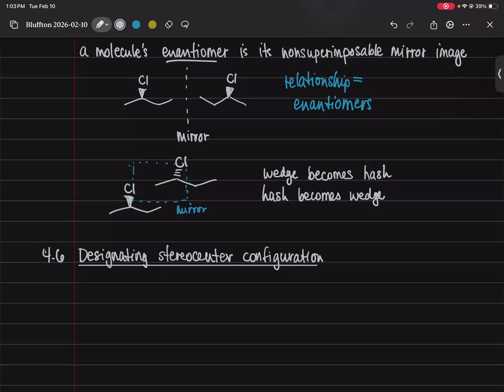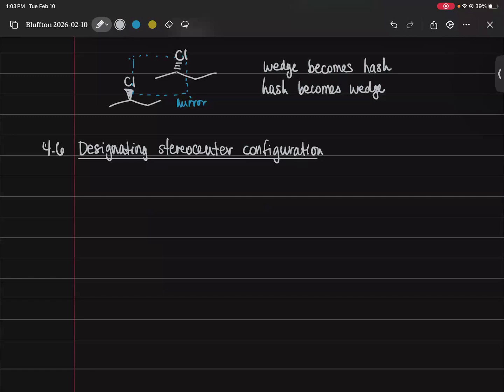Now, I don't know about you, but if I look at these two chlorobutane molecules, it's not immediately clear to me that one looks right-handed and one looks left-handed. That didn't really come naturally to anybody. But there is a process, a followable list of steps that we can follow to get this correct.